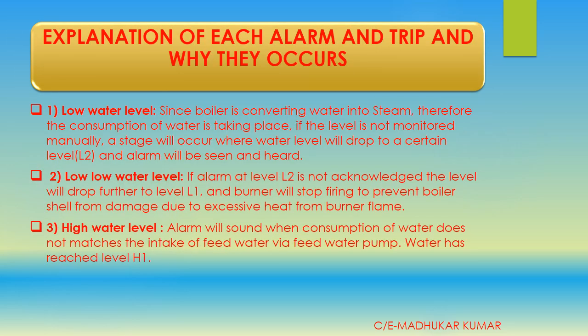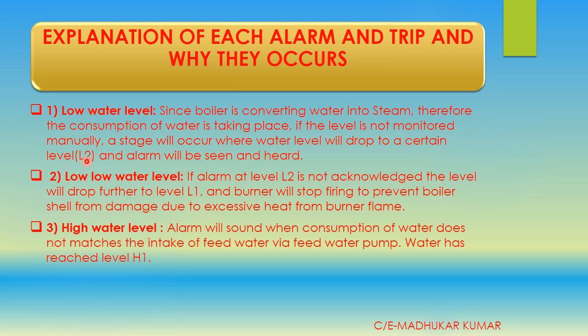Now we are going to see the explanation of each alarm and trip which we have seen in the previous list. Like we have this low water level alarm. Since the boiler is converting water into steam, the consumption of water is also there. If the level is not monitored manually, a stage will occur where the water level will drop to a certain level and the alarm will be seen and heard.